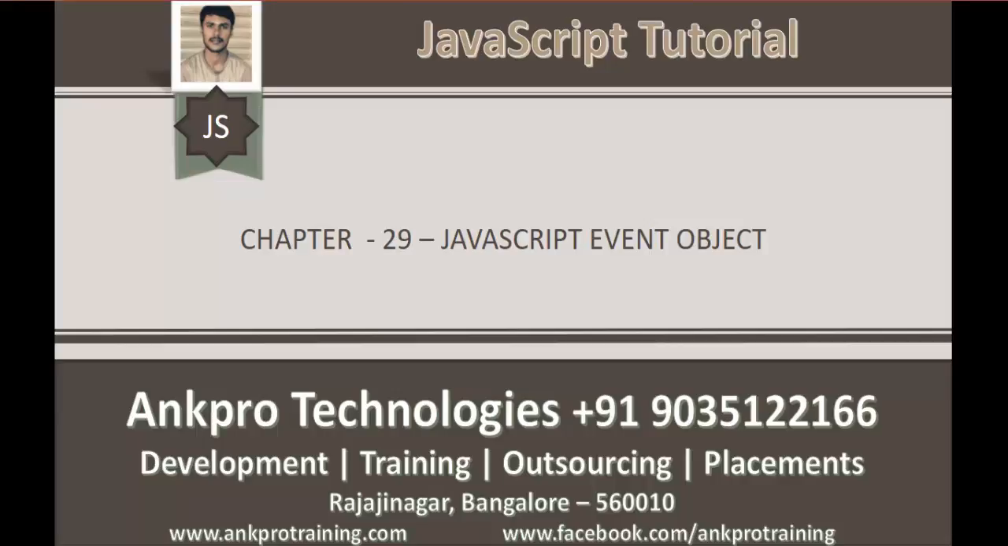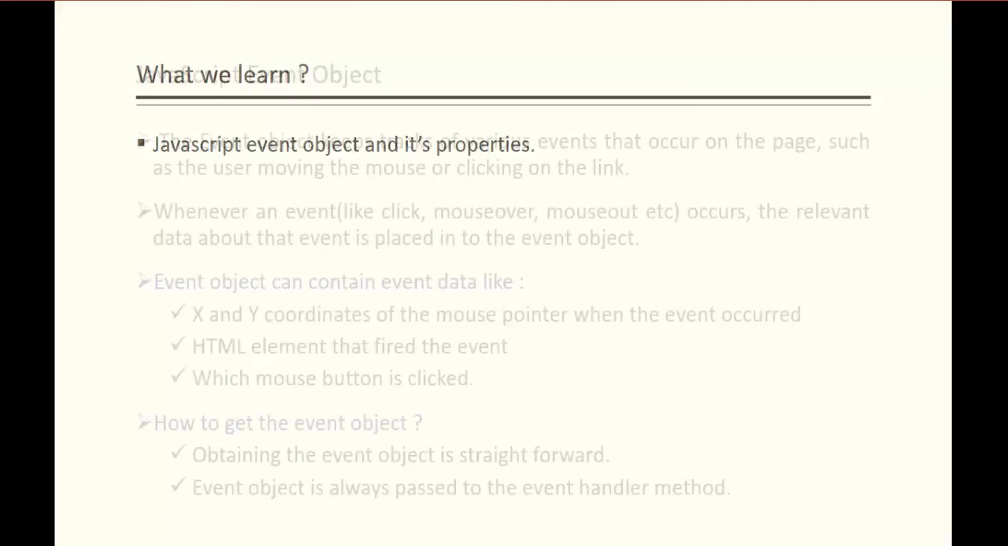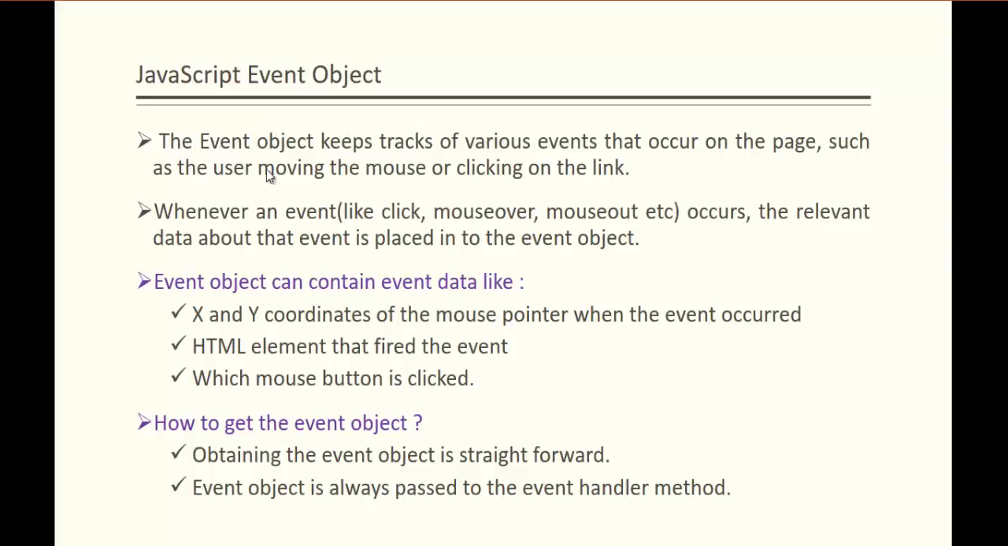My name is Harish. In this session, we are going to learn about the JavaScript event object and its properties. The event object keeps track of various events that occur on the page, such as the user moving the mouse or clicking on a link. Keep in mind, whenever an event like click, mouse over, or mouse out occurs, the relevant data about that event is placed into the event object.